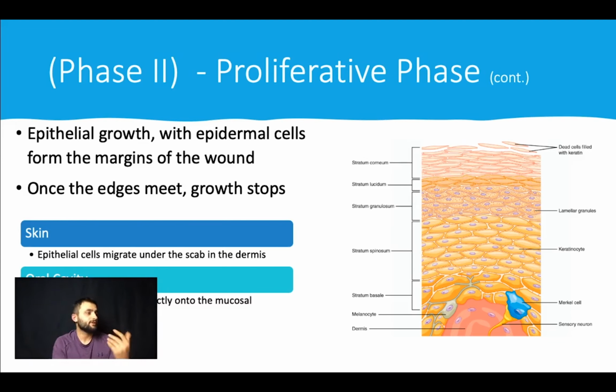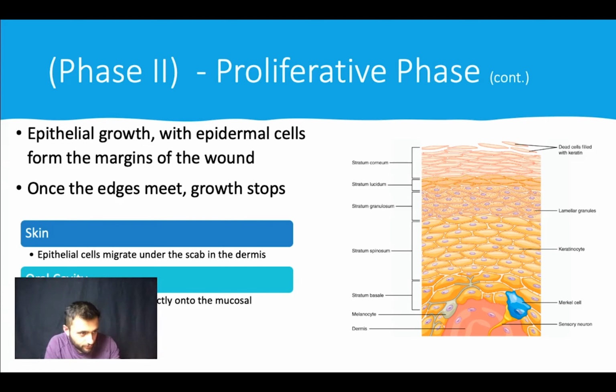So now, epithelial growth with epidermal cells from the margins of the wound starts to proliferate over, okay? And once the two edges meet, the growth stops, okay? So on skin, the epithelial cells migrate under the scab of the dermis. We have the scab up top, and that's kind of what you and I see. But underneath, we have the epithelial cells slowly moving towards each other. But in the oral cavity, the epithelial cells are actually migrating directly onto the mucosal surface, okay?